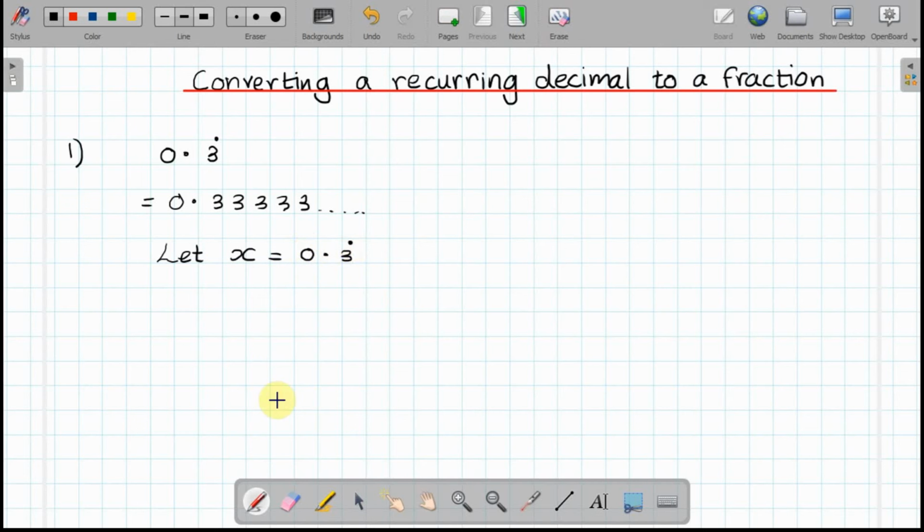Since there's only one digit that's recurring in this case, I'm going to multiply x by 10. So 10x, when I multiply 0.3 recurring by 10, becomes 3.3 recurring. Now if I take my 10x and subtract x from it, that's the same as saying 10x was 3.333 recurring, minus 0.3 recurring.